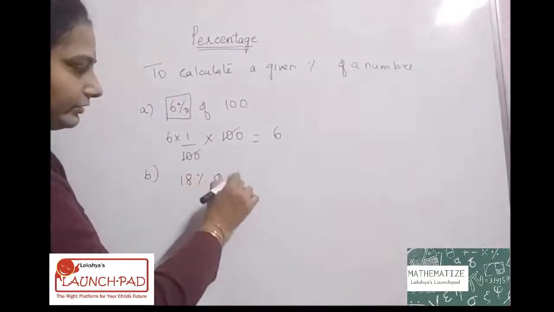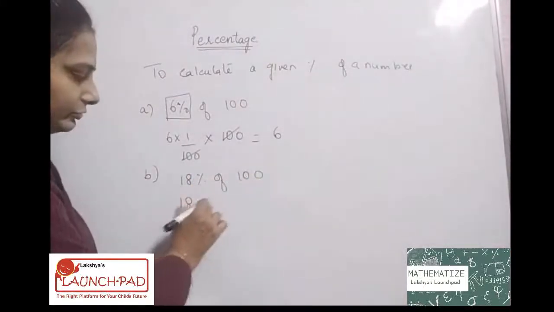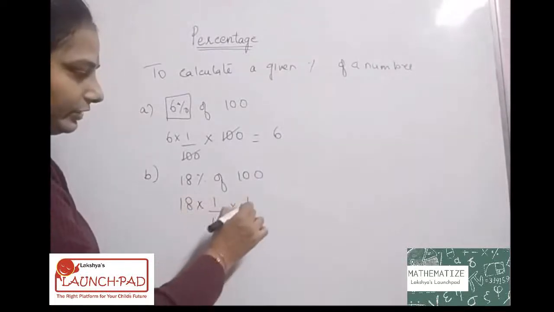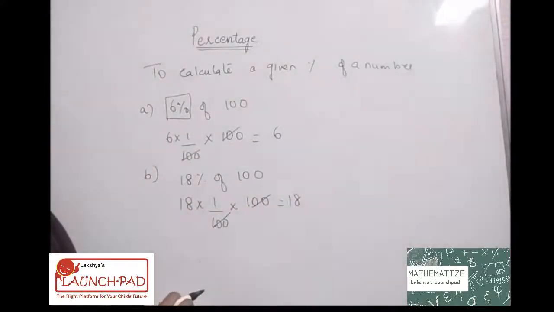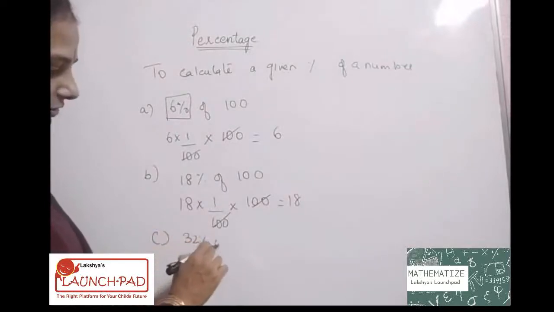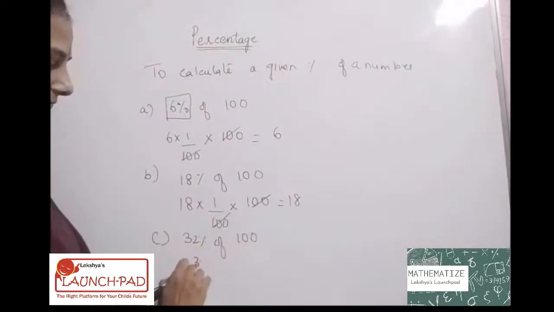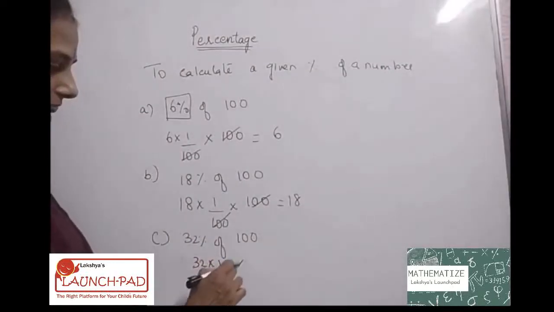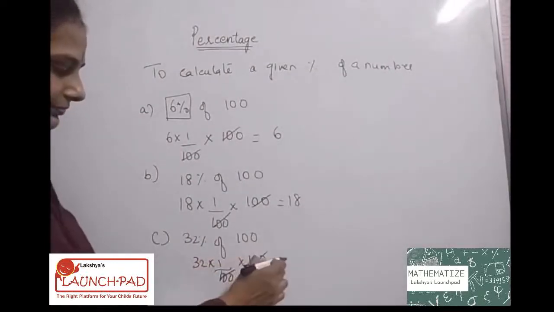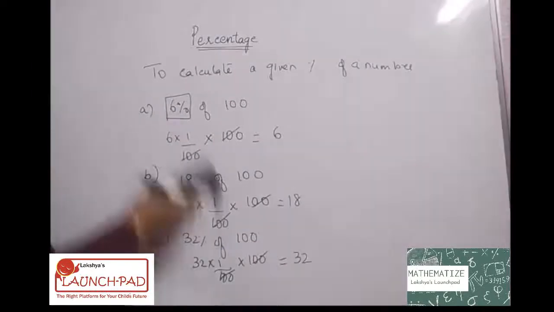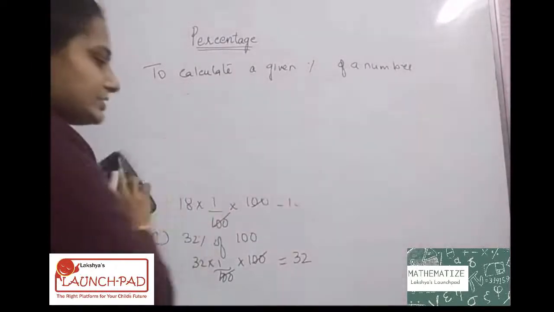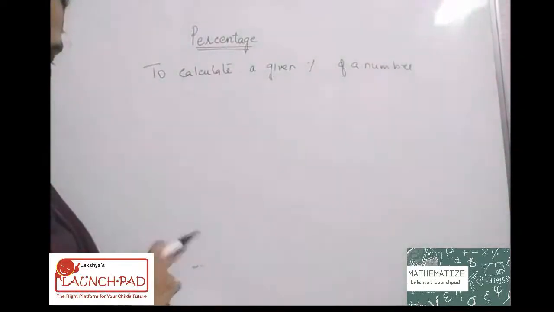18% of 100 will be 18 into 1 by 100 into 100. The 100s cancel. 18 into 1 is 18. So the answer is 18. Okay? 32% of 100. 32 into 1 by 100 into 100. Cancel the 100 and you get 32. Multiply 32 by 1 is 32. Good. Next, this is easy. This is with multiplication with 100.